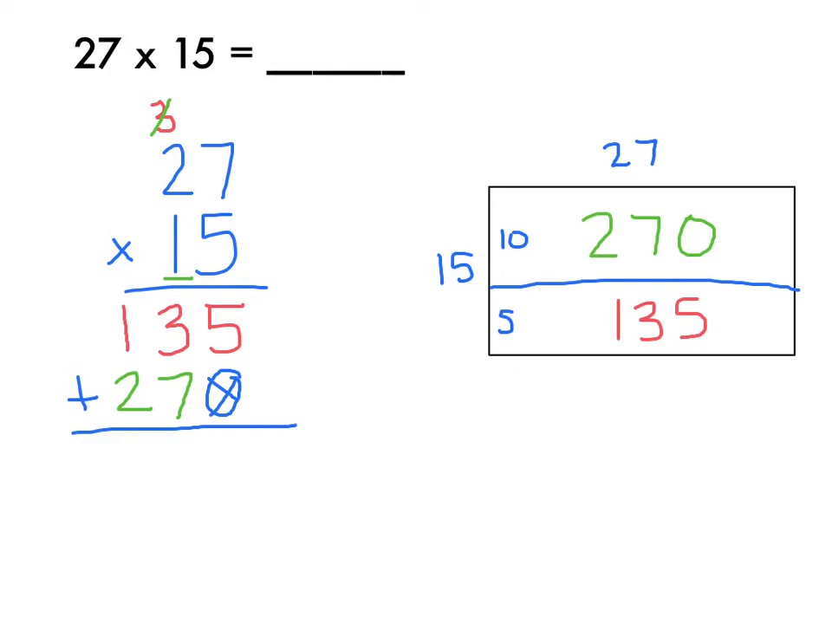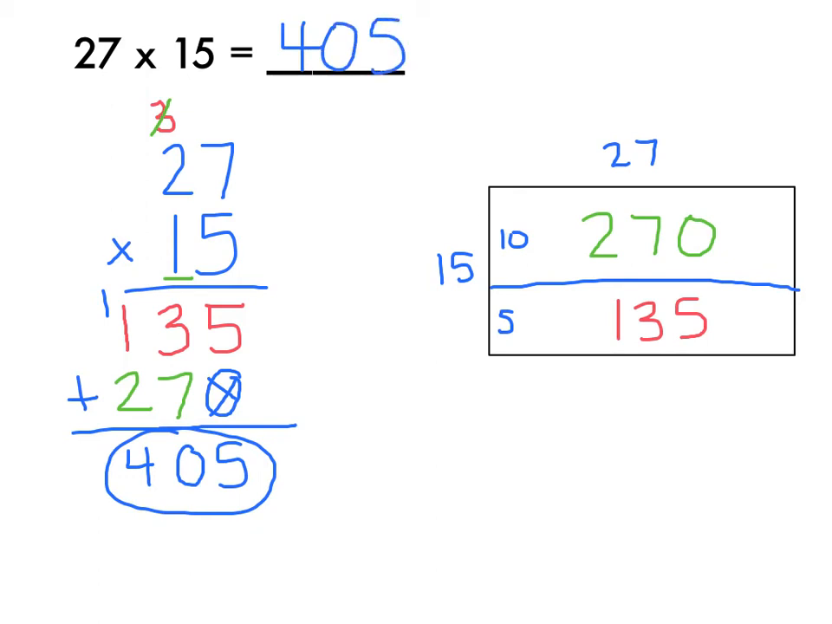Now I'm ready to add. 5 plus 0 is 5. 3 plus 7 is 10. Put down the 0, bring over the 1. And 1 plus 1 is 2, plus 2 is 4. And that gives me my final answer of 405, which if I look over at my array, seems to make a lot of sense. I have 270 plus 135, and if I add those together, I get 405.